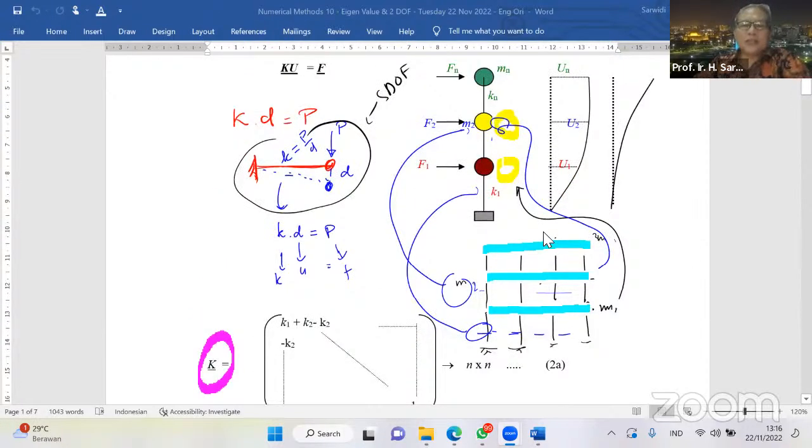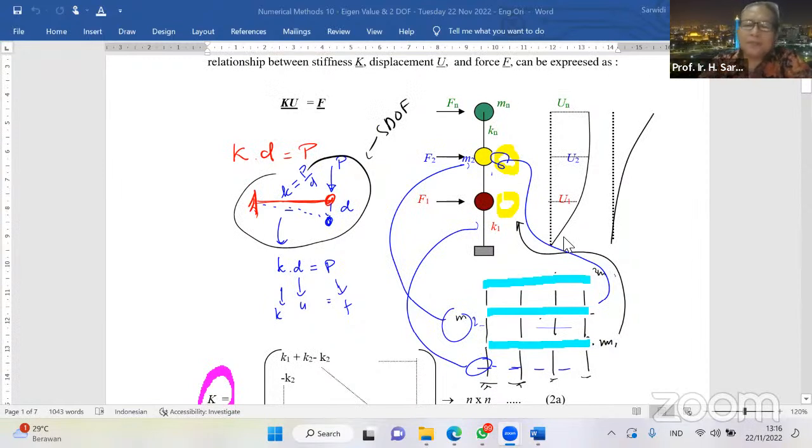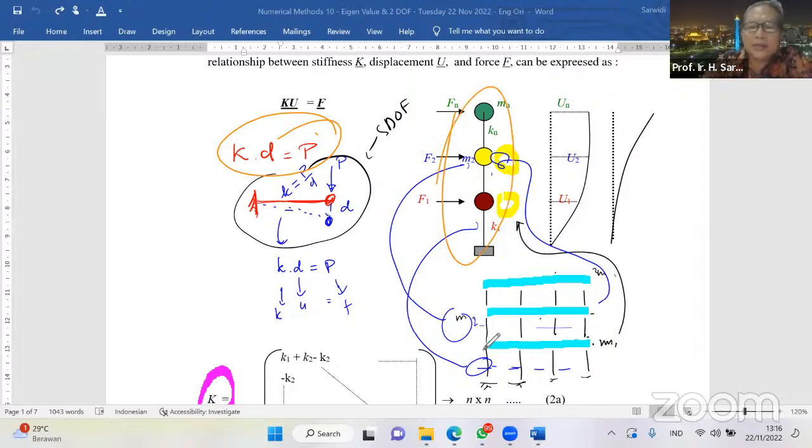Okay, next. Because of this force, the stiffness, and also maybe we will have the damper too. So not only one. If there is one, okay, we use this equation. But if there are many, we use a matrix instead of only a constant value.